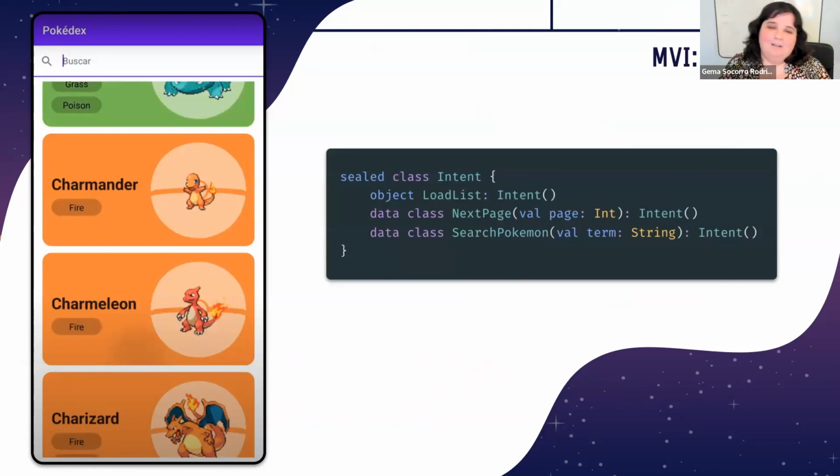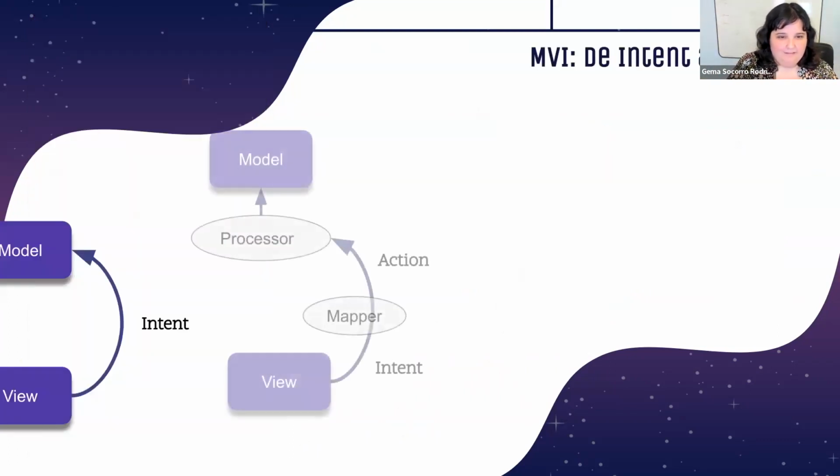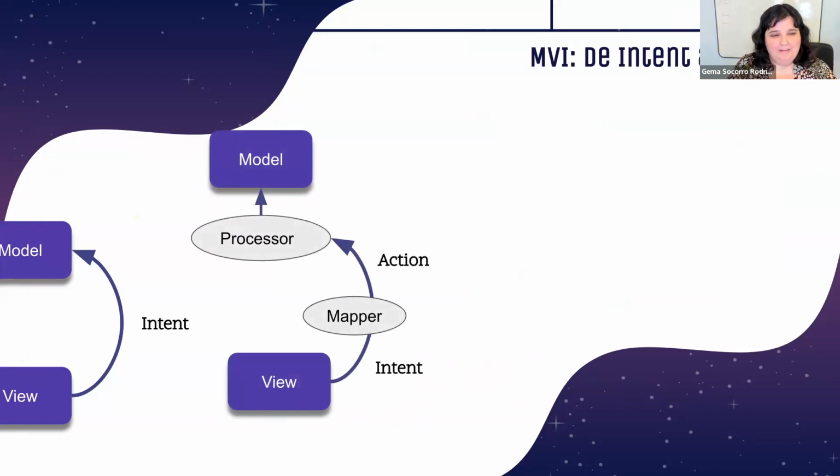We will have one for loading the list that doesn't need any parameters, so I will use an object. And then we will have the next page intent that will call the next page to be loaded in the list. And then we will have the search Pokemon intent. Okay, so this is what we have at the beginning, and now I am creating more components because it's really useful.